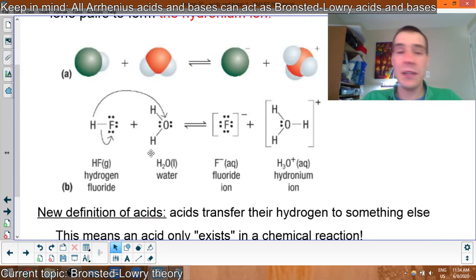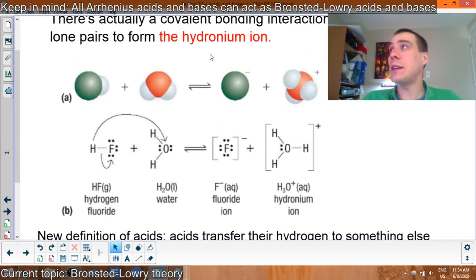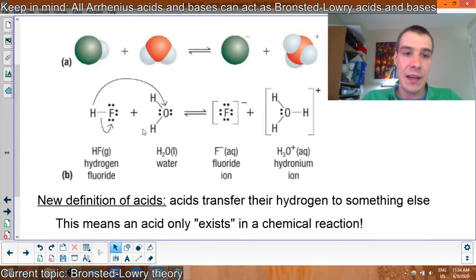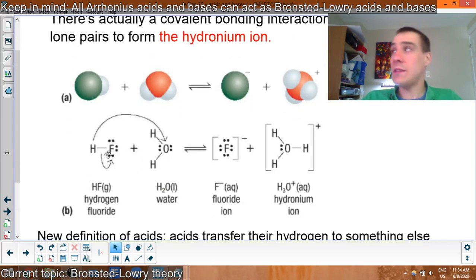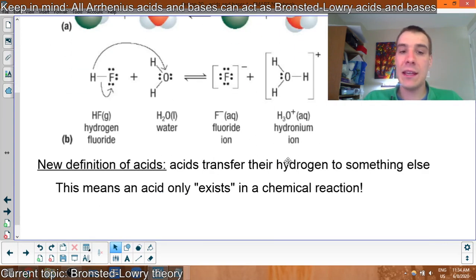And this is where we're going to get our new definition, our Bronsted-Lowry definition. Here, when HF dissolves in water, the hydrogen isn't just free floating, it attaches to water and makes hydronium, which makes this a chemical reaction. And so the water is actually pulling the H plus away from the hydrogen fluoride. The hydrogen fluoride is giving up an H plus, the water is accepting an H plus, and it's turning it into a new thing, hydronium. And that's going to be the new definition. Acids will transfer their hydrogen to something else.